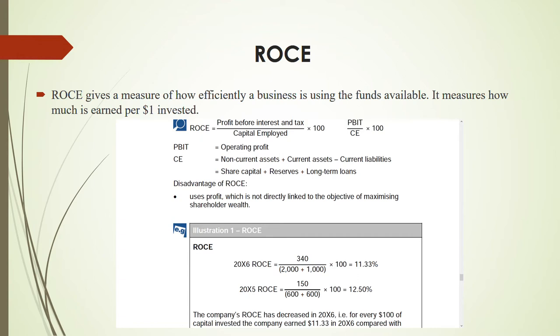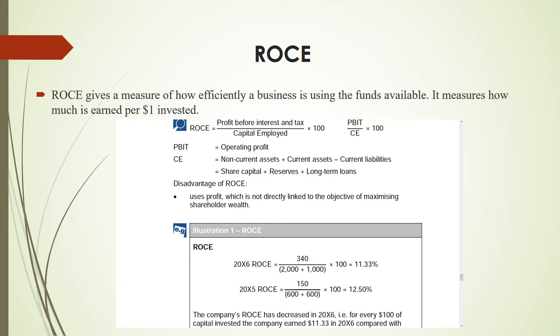So share capital plus reserves. Reserves could be any type. Revenue reserve also, capital reserve also. So share premium is a part of reserves. So share capital plus share premium plus reserves, which is 2000 in 2006, plus your long-term loan. What is your long-term loan? Only that 10% loan note. The rest two are current liabilities. So only 1000. So 2000 plus 1000. Same way for 2005.